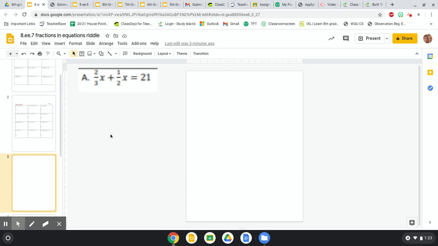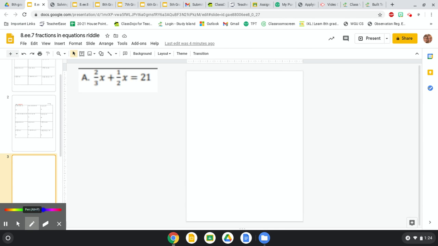All right, we're going to look at letter A off of this riddle sheet first. So notice we have 2/3 x plus 1/2 x equals 21. So obviously more than one fraction here. Since both of these terms have an x in it, they are considered like terms. But I'm going to take care of the fractions first before I can combine like terms in this case. I don't want to mess with converting 2/3 and 1/2 to the same denominator and then adding. I'm going to just get rid of the fractions first and then go from there.